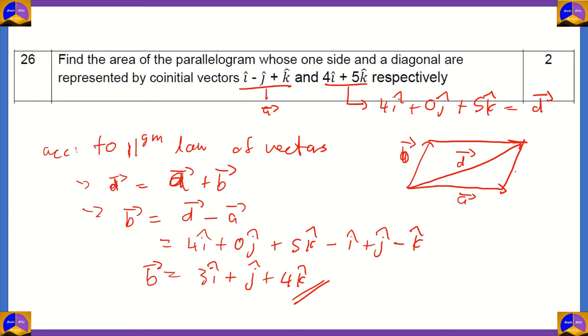Now, how do we find the area of this parallelogram? The area of a parallelogram can be represented as the modulus of the cross product of the vectors A and B. So we need to find the cross product of A and B. So A cross B is equal to the determinant. In the first row, we have i cap, j cap, and k cap. In the second row, we have the xyz components of vector A, that is 1, minus 1, and 1. In the third row, we have the same components for vector B, that is 3, 1, and 4.